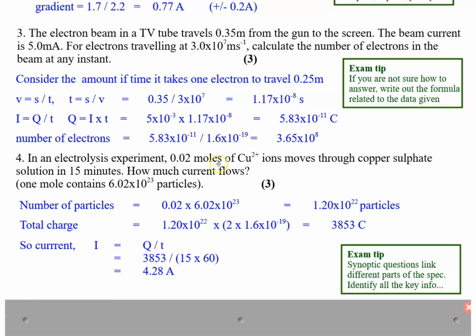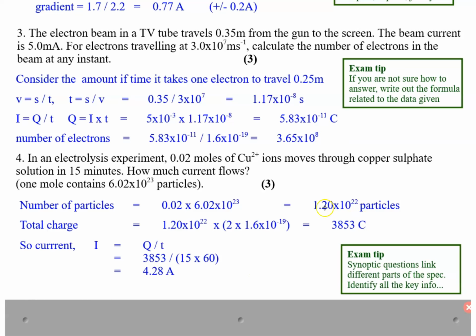So if I have 0.02 moles of anything, I know the Avogadro constant. We get this from the formula booklet. I can multiply these two together and work out the number of particles. Okay. And the particles we're referring to, the ones that can move, are the ions, in this case copper 2 plus ions. So normally, as we said in the first lesson, we talk about current being the flow of electrons, but it can be the flow of any charged particles. And in the electrolysis, here we've got positively charged particles.